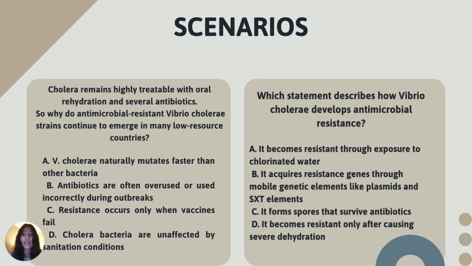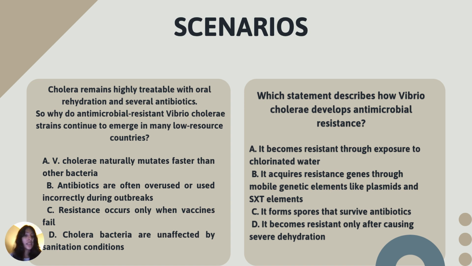And here is a class activity, which will just check your understanding. Cholera remains highly treatable with oral rehydration and several antibiotics. Why do antimicrobial resistant Vibrio cholerae strains continue to emerge in low-resource countries? A, cholera naturally mutates faster than other bacteria. B, antibiotics are often overused or used incorrectly during outbreaks. C, resistance occurs only when vaccines fail and cholera bacteria are unaffected by sanitation conditions.